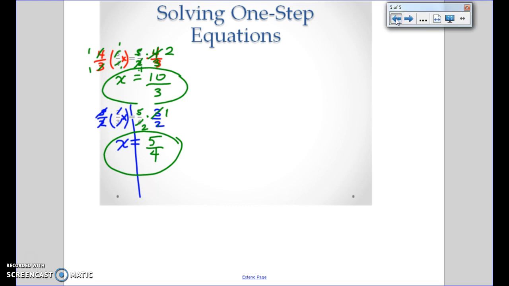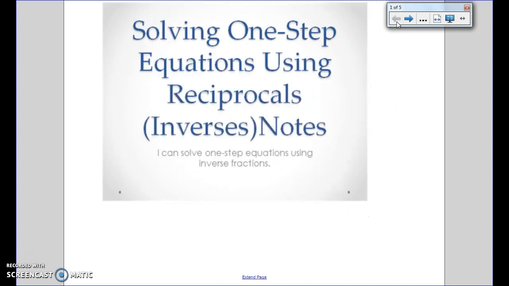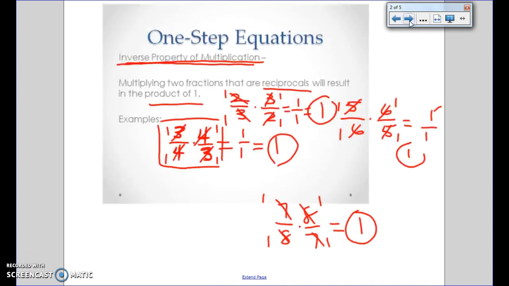So again, this can be a confusing lesson, but it all goes back to the multiplication property of inverse property of multiplication, which says that if you multiply reciprocals or inverses, the result or the product will be 1. And that's the big point for today. Okay, so we're going to use that to help us strategize in solving our equations.